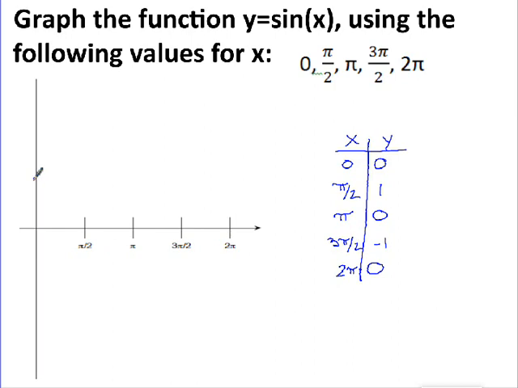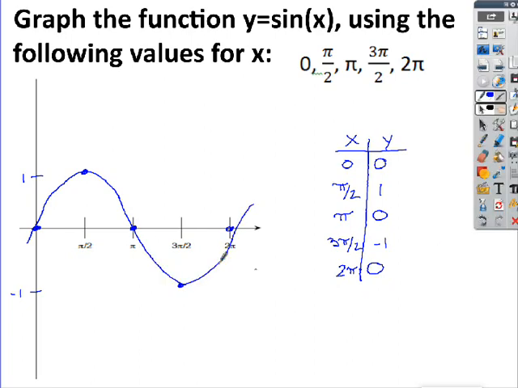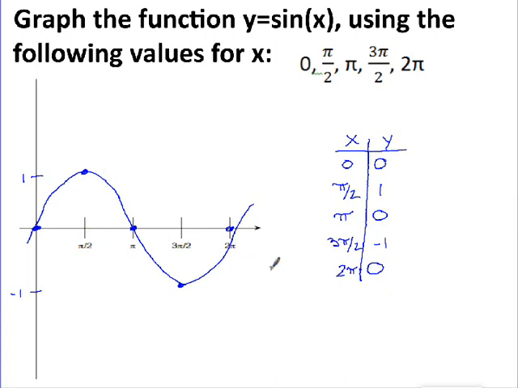So when I go to graph this, I would plot 0, 0. Pi over 2, 1. Pi, 0. 3 pi over 2, negative 1. And 2 pi, 0. So I end up with this wave shape. Okay, and this pattern would continue. That wave is going to continue. This is what the graph of y equals sine of x looks like.